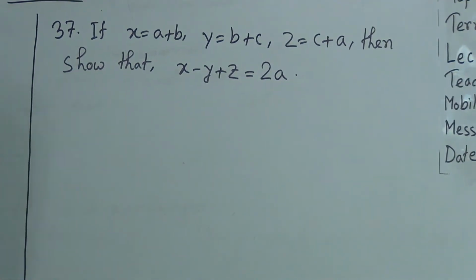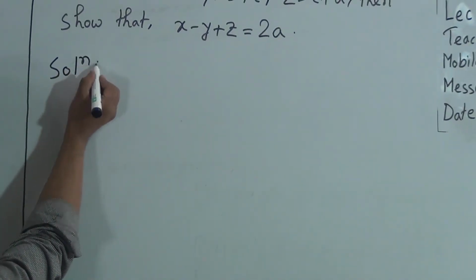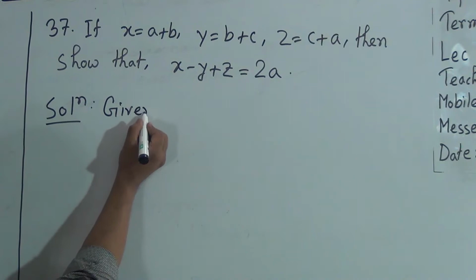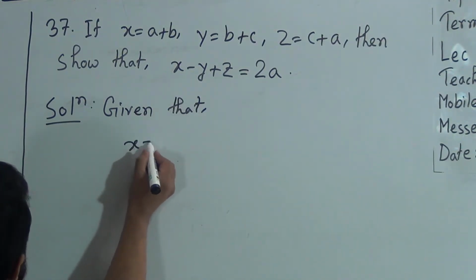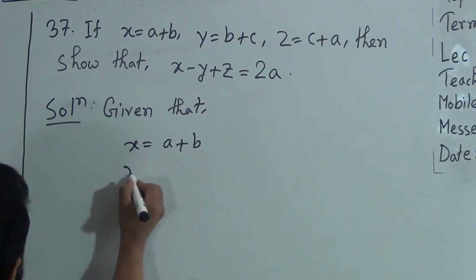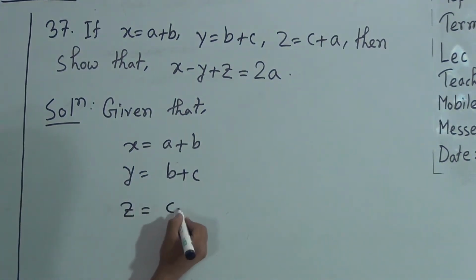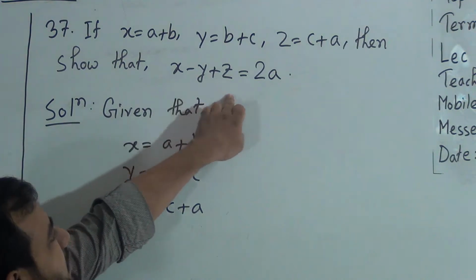Okay, the proof is similar to question 27. First of all we should write down, given that the value of x equals a plus b, the value of y equals b plus c, and the value of z equals c plus a. These three values are given. Okay, now we need to show that x minus y plus z equals twice a.